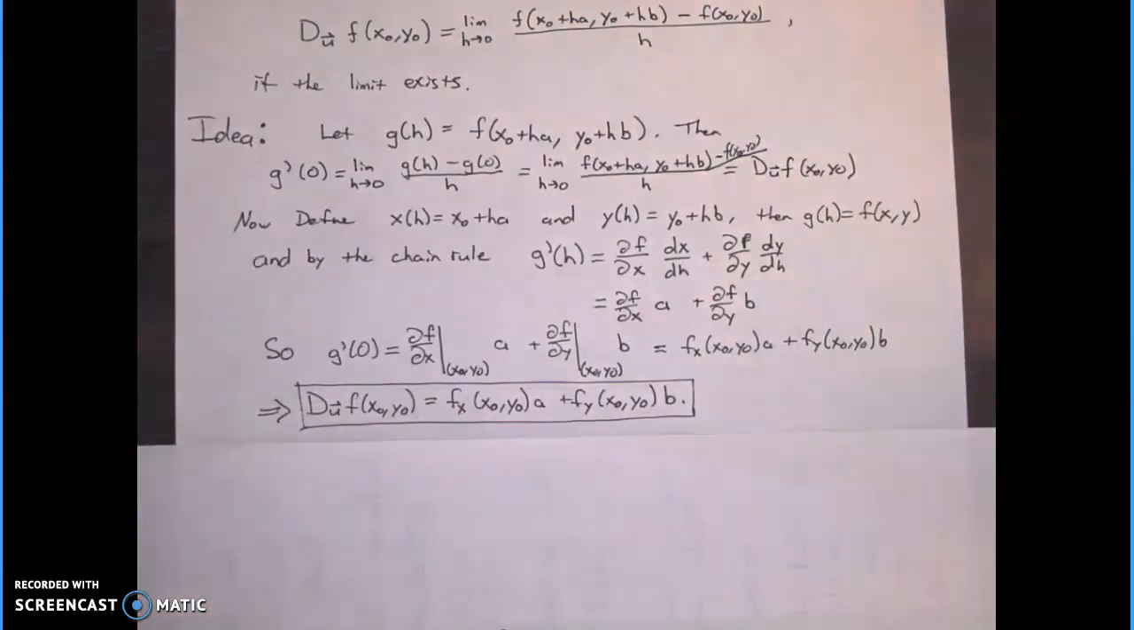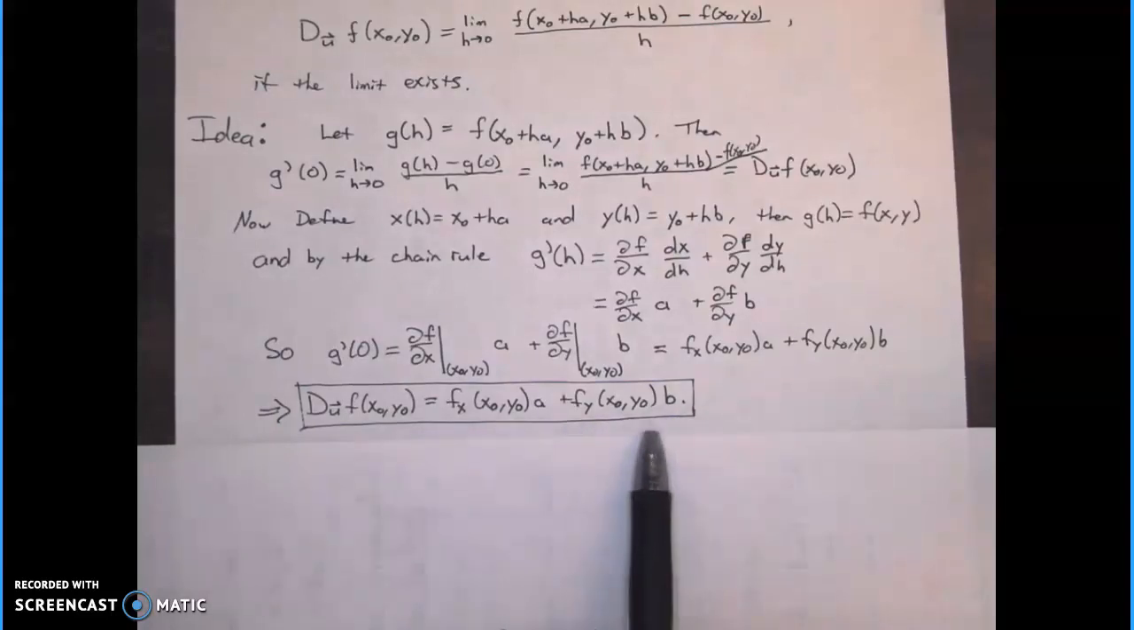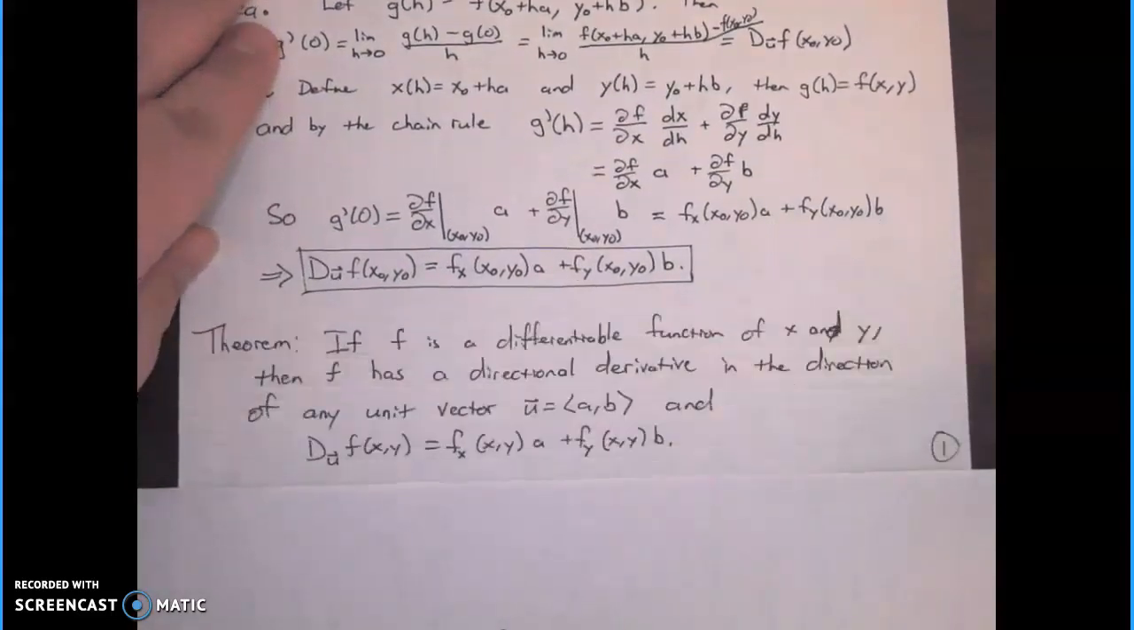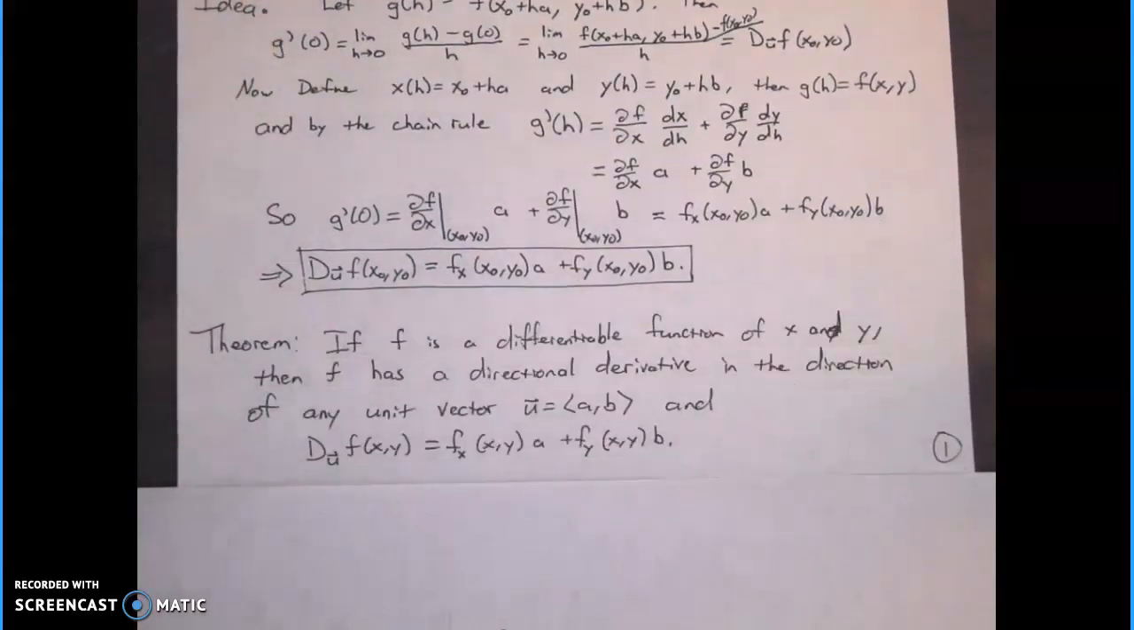And this gives us a formula to actually evaluate a directional derivative. So the directional derivative of f in the direction of u at the point x naught, y naught is given by this quantity. And this formula and this result is summarized in the theorem here. So if you have a differentiable function of x and y, which means the partial derivatives exist and are continuous on the domain, then it has a directional derivative in any direction, as long as that direction is a unit vector, and it can be computed using that formula. So this was for differentiable functions of 2 variables.